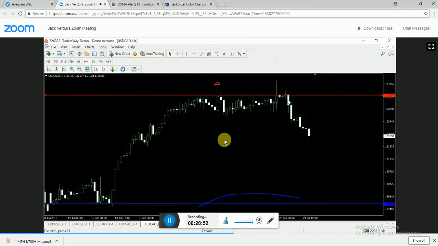So when you mark up your support and resistance, don't mark them at the wicks, because the wicks are not the true definition of resistance. They're really just a spike in the market to take people out. So those things could be very confusing.